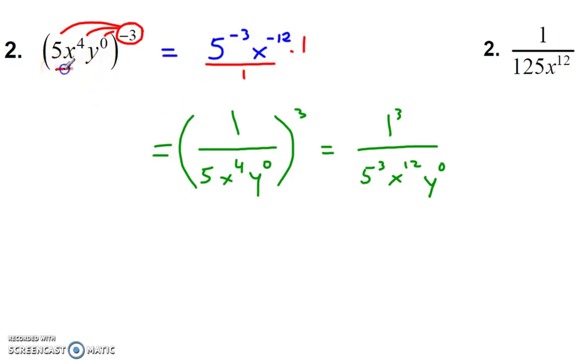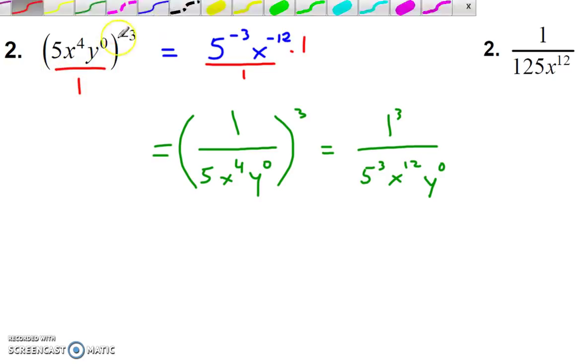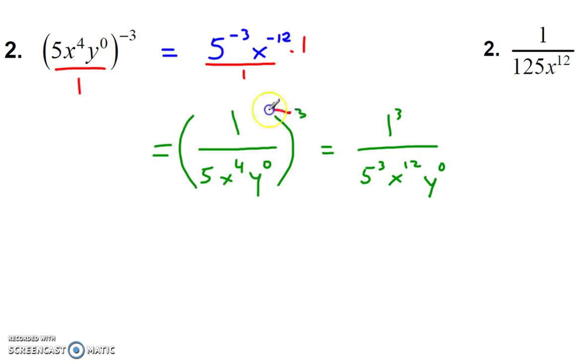Or I can first say this is over 1, and then apply the negative, flip it, and make that positive. Now when I flip it, notice none of the exponents change. Everything stays exactly the same, except we flip it upside down to get rid of that negative. And then I can apply that exponent to all these exponents. Remember, the 5 has an imaginary 1 there. 1 times 3 is 3, 4 times 3 is 12, 0 times 3 is still 0. And that's how I get that answer.